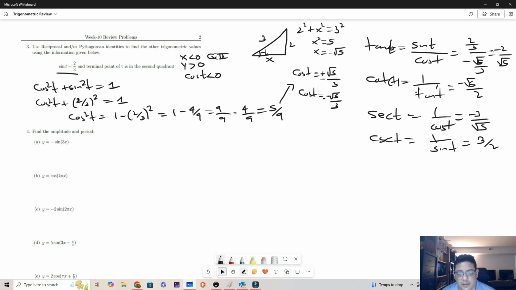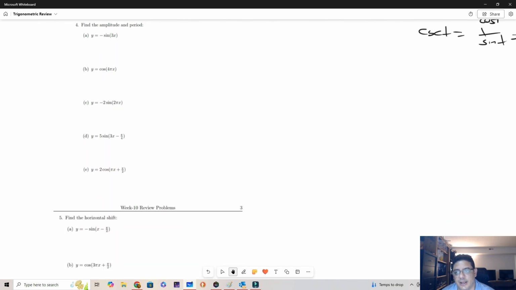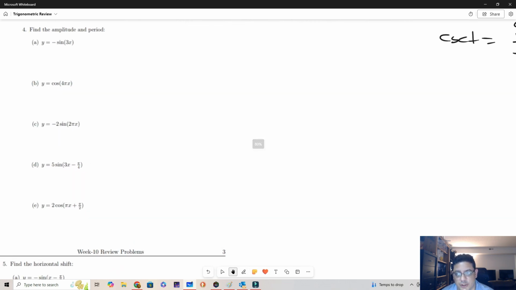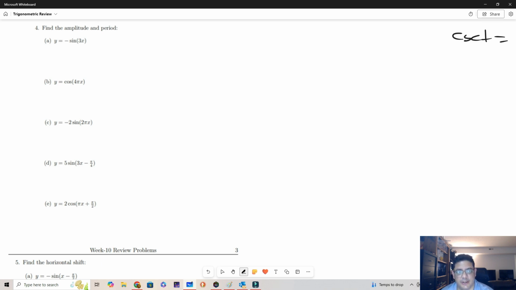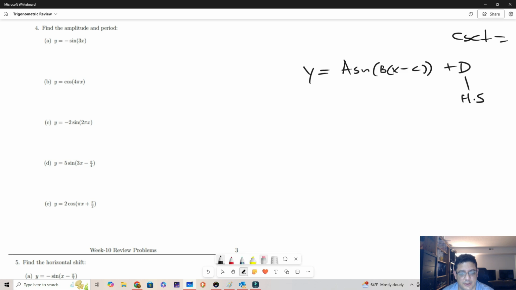Now let's talk a little bit about transformation of the functions. So we define that we have a function y equals a sine of b times (x minus c), and if you will, we might even have a d here, and this is the vertical shift. Sorry, this is the vertical shift here.